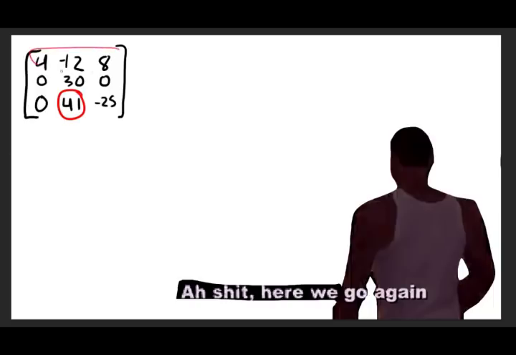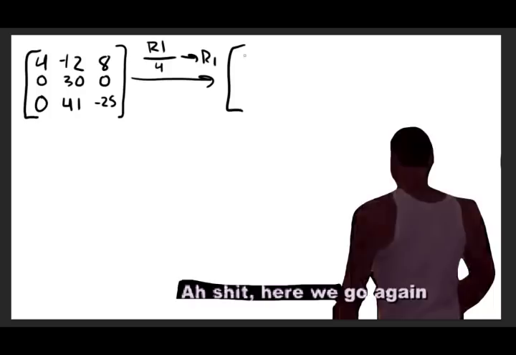So we have this row up here, and something you might notice is that you can actually divide all of those numbers by 4. They're all divisible by 4. So what we're actually going to do here, before we work on our 41 there, we're going to take row 1 and divide it by 4 to get a new row 1, which is going to give you the matrix 1, -3, 2, and we can actually continue to do that.